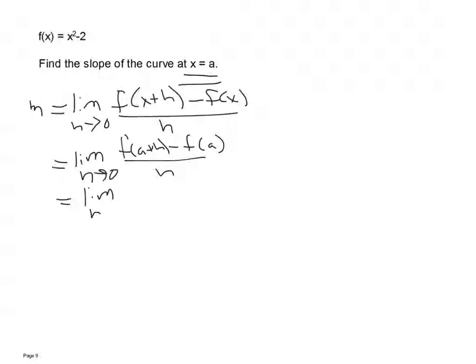So limit as h goes to 0. Now that means I'm going to put an x plus h anywhere I see x. A plus h, I think I might have said x plus h, squared minus 2.